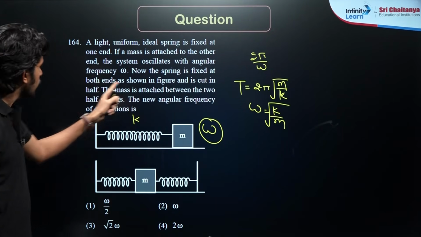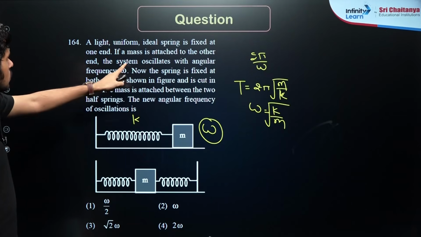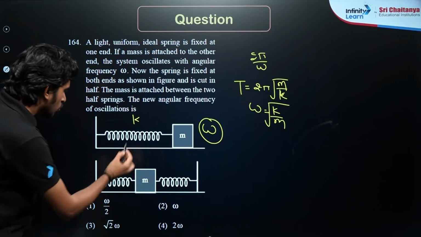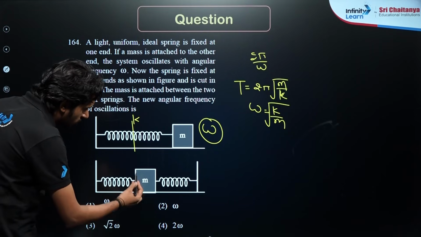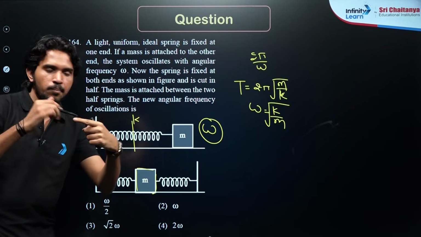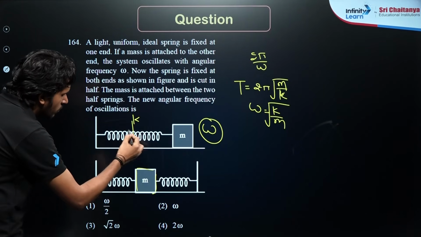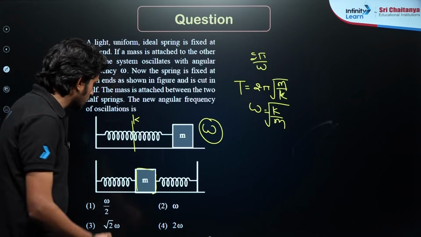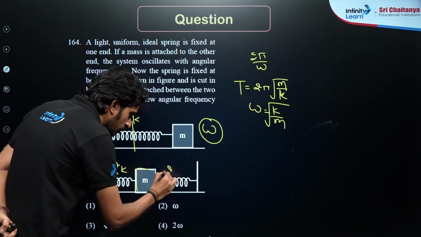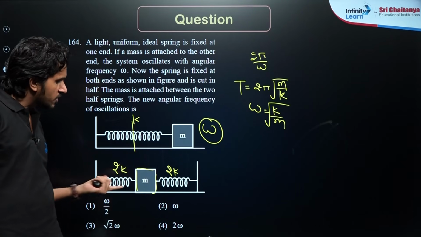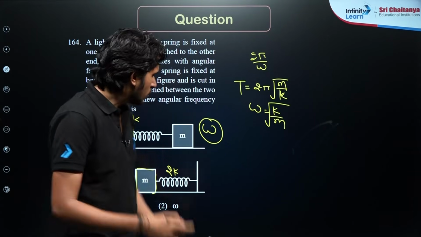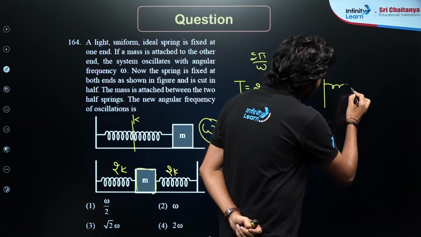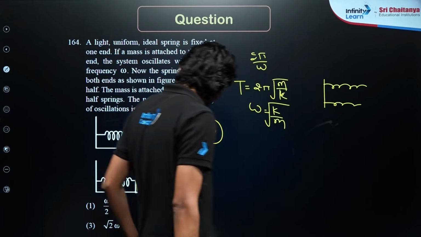Now the spring is fixed at both ends, as shown in the figure, and it's cut in half. So you cut it in half and then you attach a mass in the middle. When you cut this spring into two parts, what will be the new spring constant? 2k and 2k. Yes, and this combination is a series combination. How? Sir, this looks like a parallel combination. So what is the meaning of parallel combination?